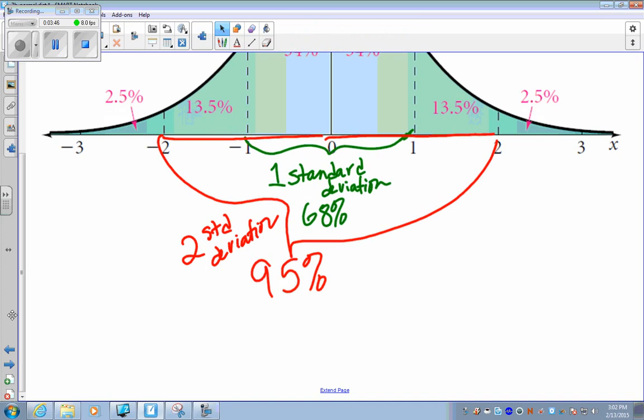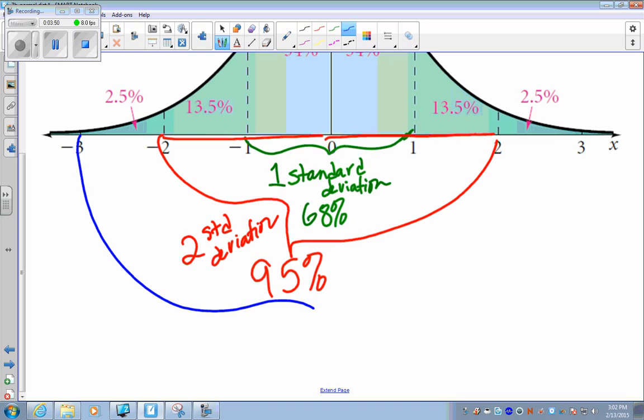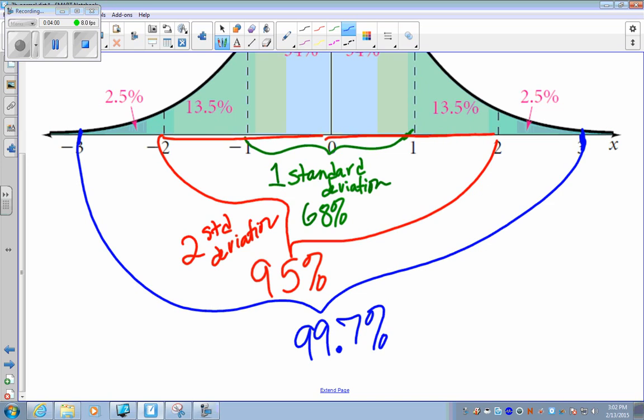Another number you need to know, 3 standard deviations. So from here to here, 99.7% of whatever I'm surveying, of all the data, is going to lie within 3 standard deviations of the mean.